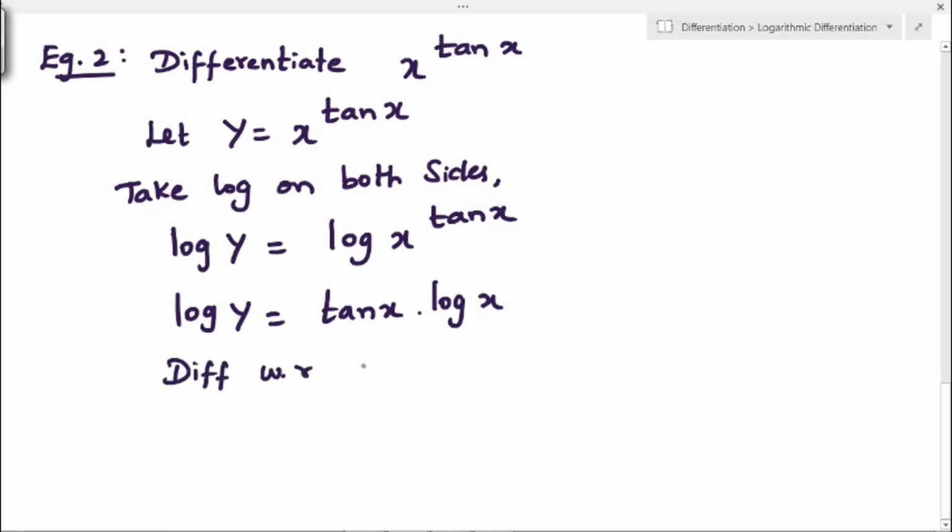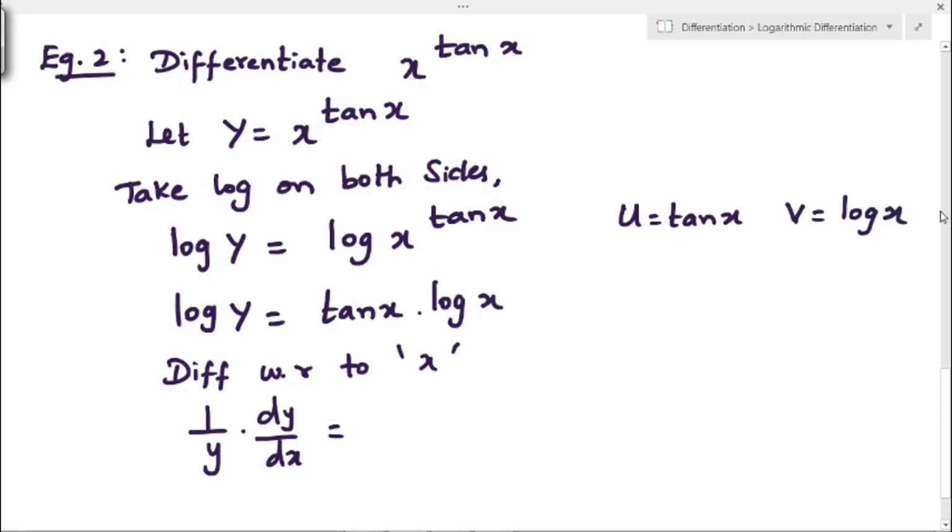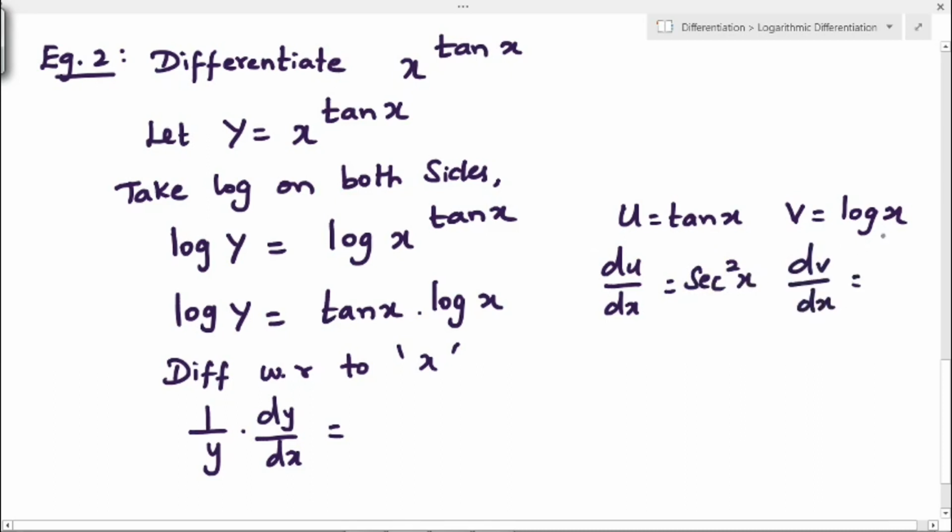So differentiating with respect to x, the left hand side will become, that is log y differentiation 1 by y into y differentiation is dy by dx equal to, here also again we have two terms, first term assumed to be u and second term as v. So that is u equal to tan x and v equal to log x. First we will differentiate this. So du by dx, that is tan x differentiation is secant square x, and dv by dx, log x differentiation is 1 by x.